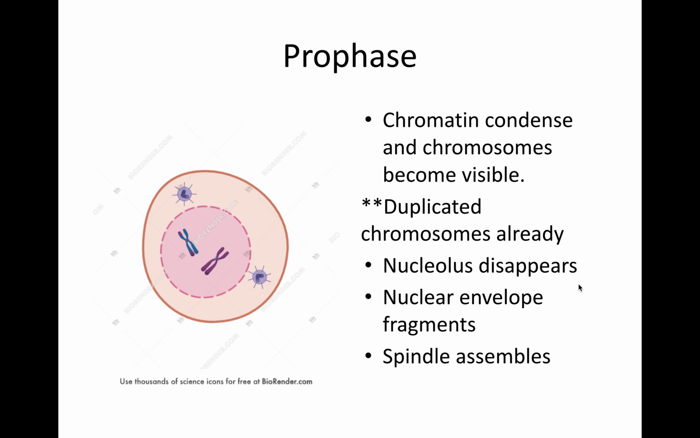So prophase is where chromatin condenses and the chromosomes become visible, because remember, chromatin is like your messy room, and chromosomes is when you tidy it all up. So the chromosomes are condensed DNA, okay? Duplicated chromosomes already, remember that from the S phase. So the nucleus disappears, the nucleolus disappears, and the nuclear envelope starts to disappear too, and the spindle assembles.